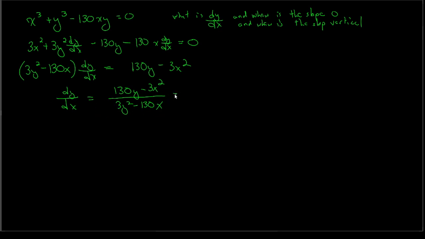What we want to know is when this equals 0. And the only time this is going to equal 0 is when 130y minus 3x squared equals 0. Now this is an entire solution. Right, if I solve this for y, I'll have y equals 3 over 130 x squared. And so that's a parabola.